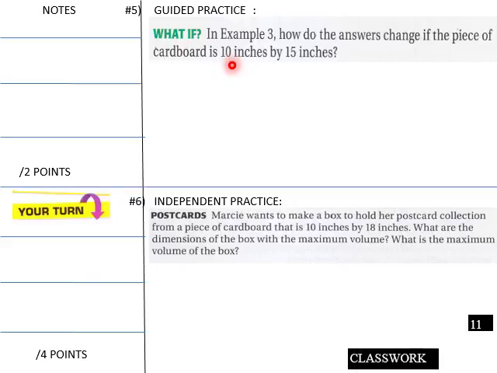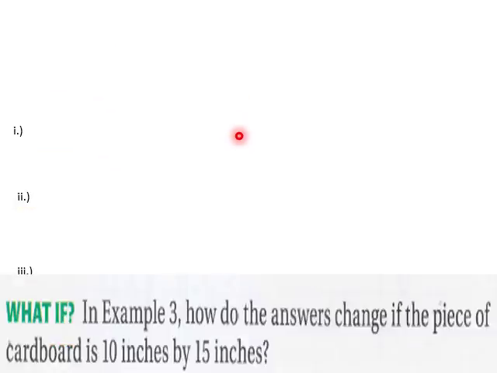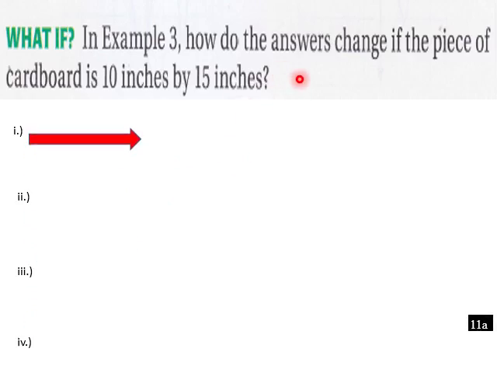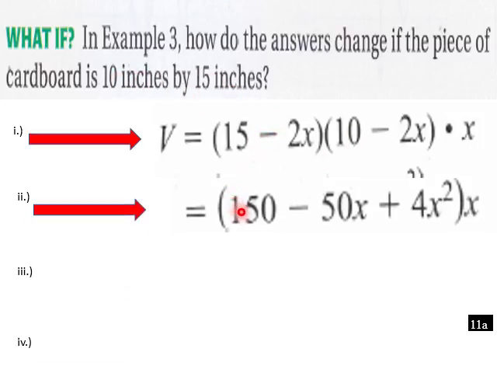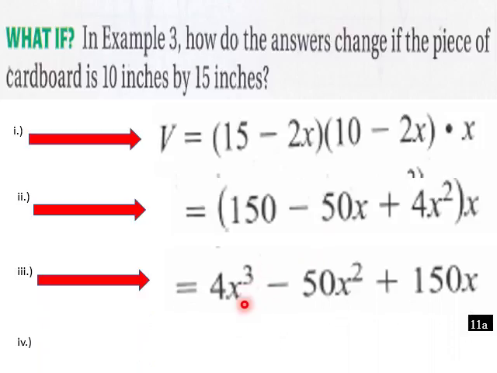Let's go into another guided practice. How do the answers change if the piece of cardboard is 10 by 15? So for the last problem in our example 3, we're going to have a different dimension of cardboard box here. So then 15 minus 2x, 10 minus 2x. So we've got a 10 by 15 piece now. And then we're multiplying times x. So we'll end up with another cubic relationship here like this.